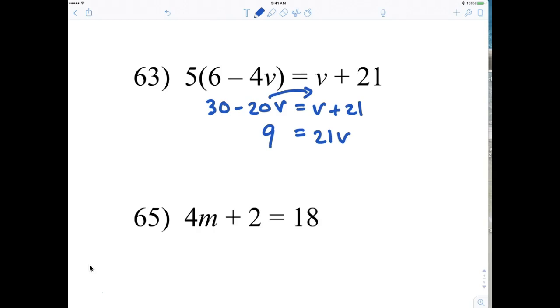Just to make sure, I added 20v to both sides. 1 plus 20 made 21. Then I moved the 21 to the other side, so to move to the other side, it becomes negative 21. So 30 minus 21 is 9. Now be careful, that's just a fraction. So from there, v is equal to 9 over 21, which reduces to 3/7. That's your answer.